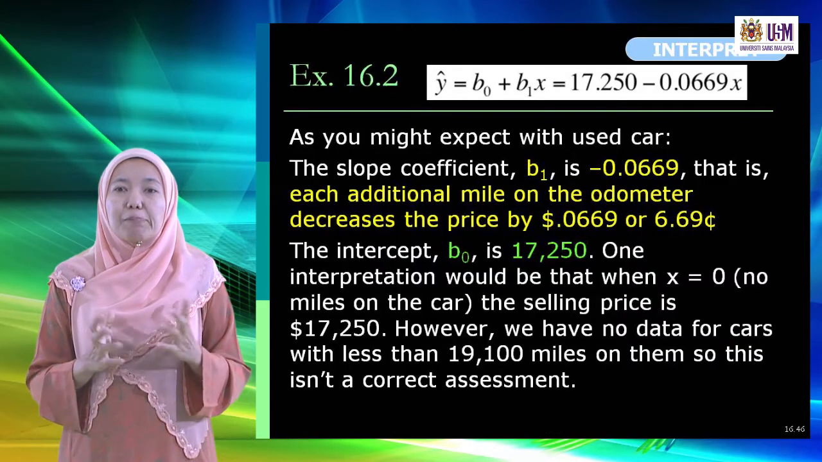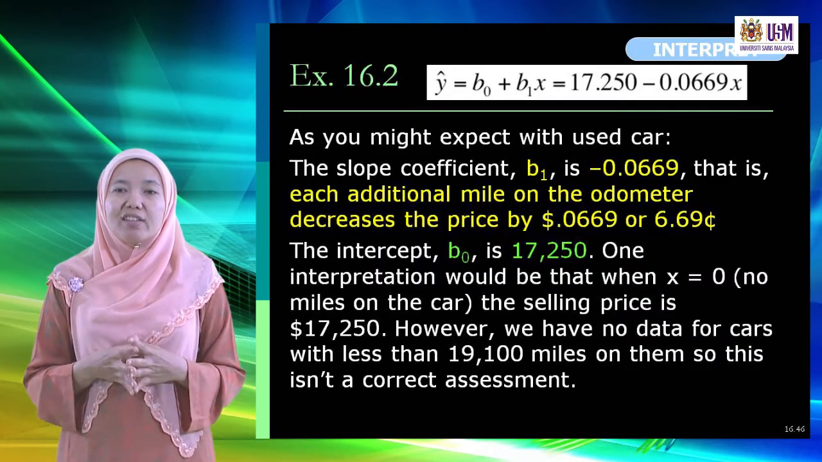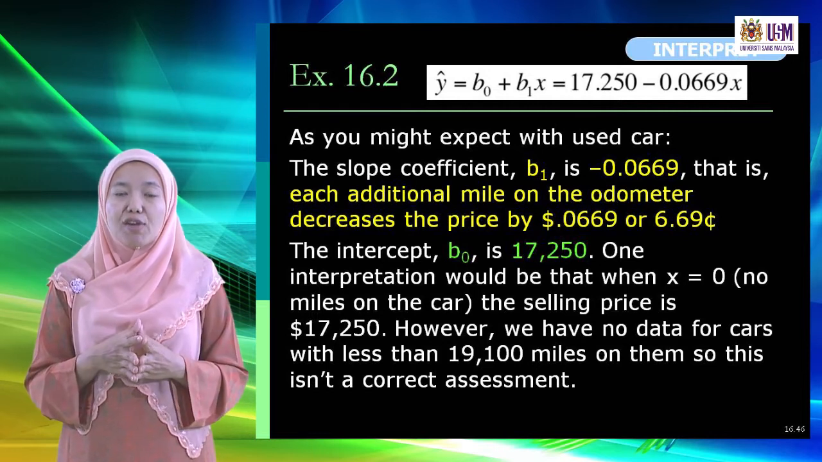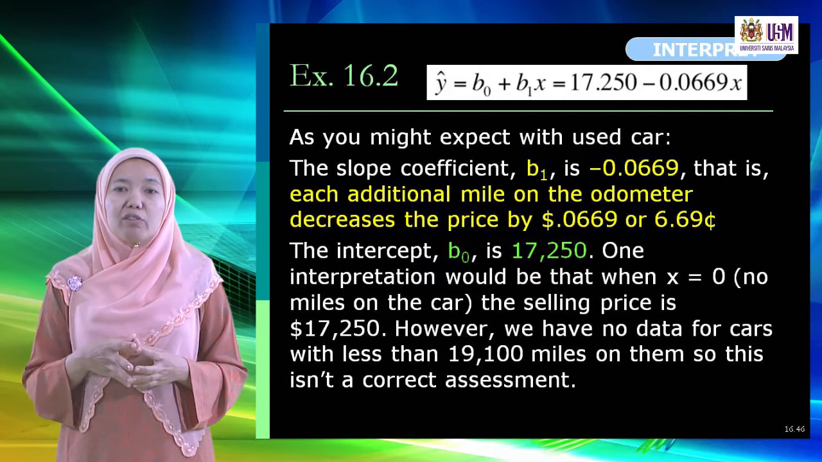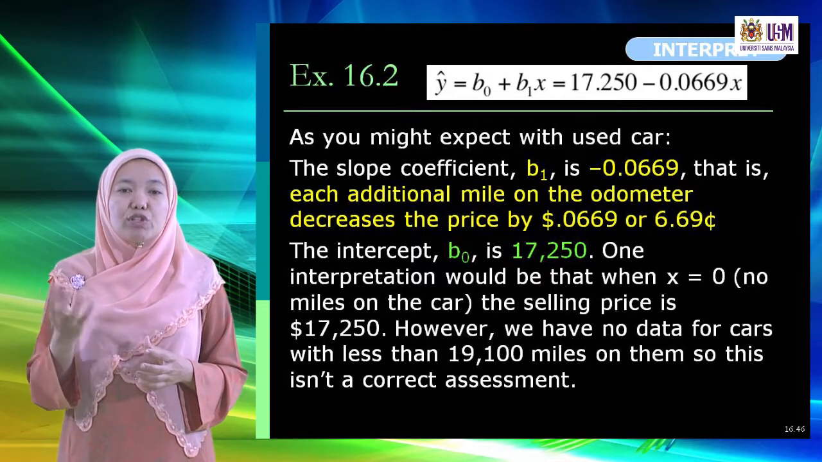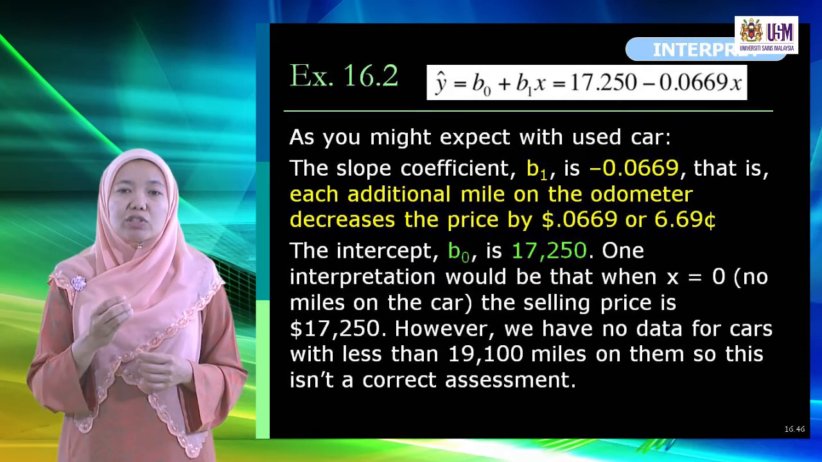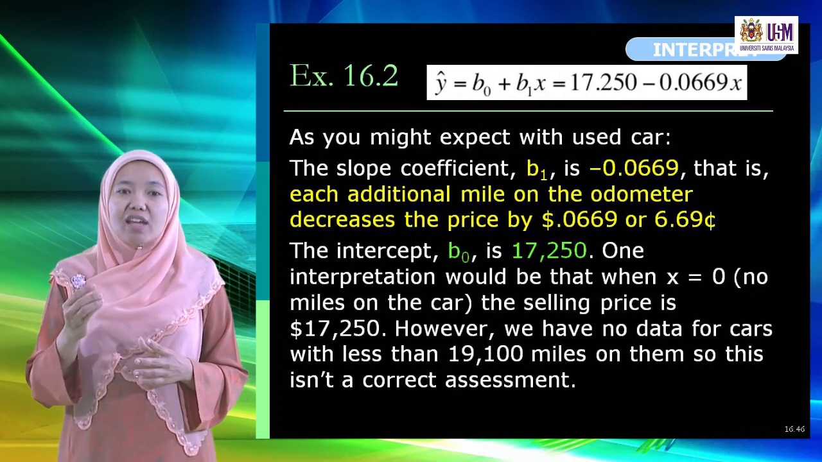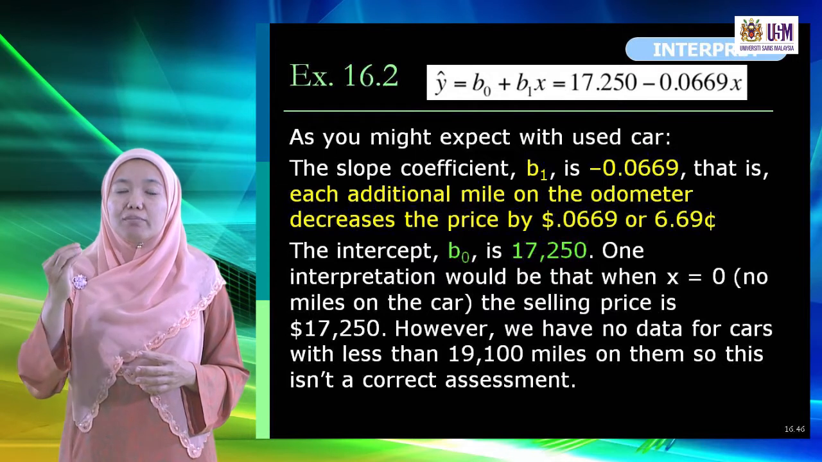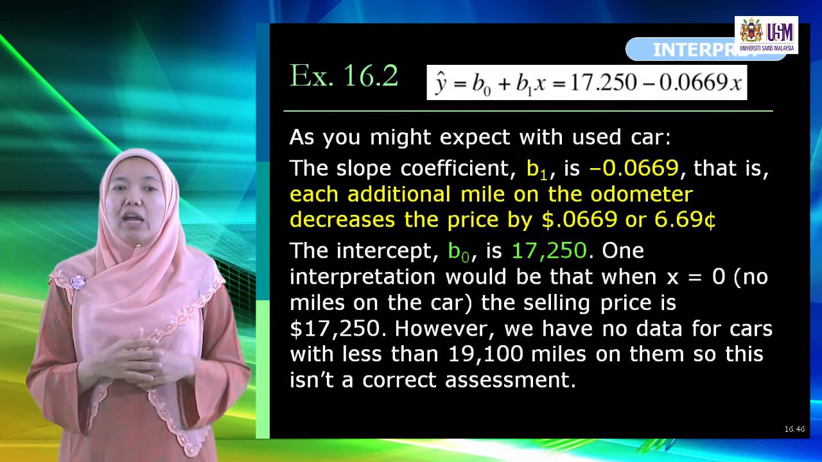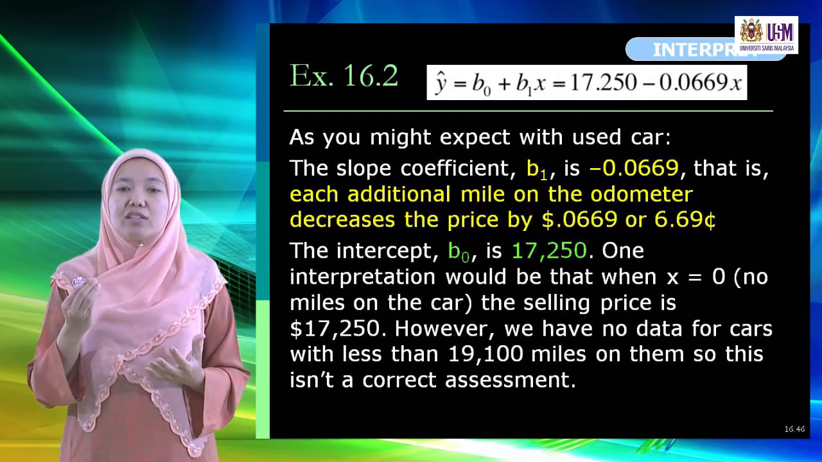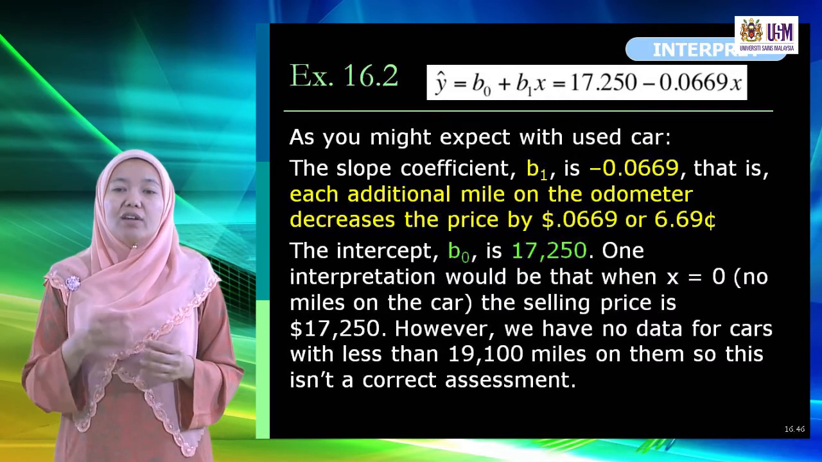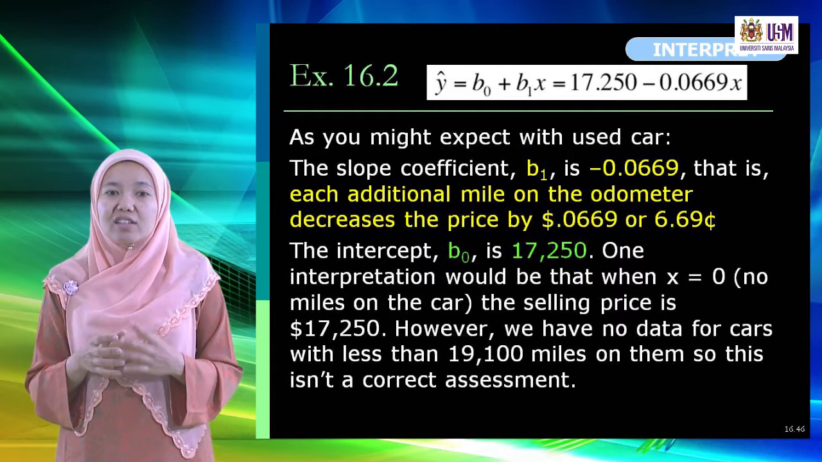Now we are looking at the part where we need to interpret the regression equation that you already calculated using the software. As you might expect with a used car, the slope coefficient, B1, which equals negative 0.0669, means that for each additional mile on the odometer, the price decreases by 0.0669 dollars, or in terms of cents, 6.69 cents.